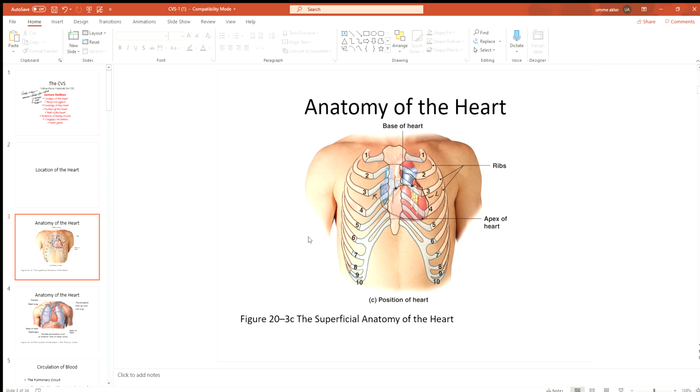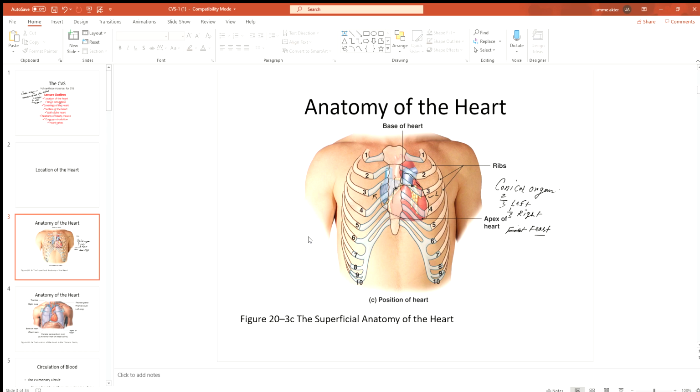Now, your heart is a cone-shaped organ. Cone-shaped or conical organ, two-third part in the left side and one-third part is in the right side of the thorax. Okay, and the size of the heart is like the size of your fist.